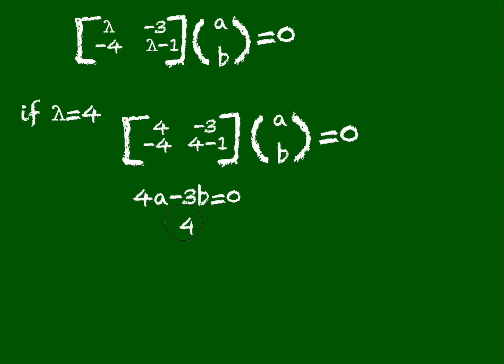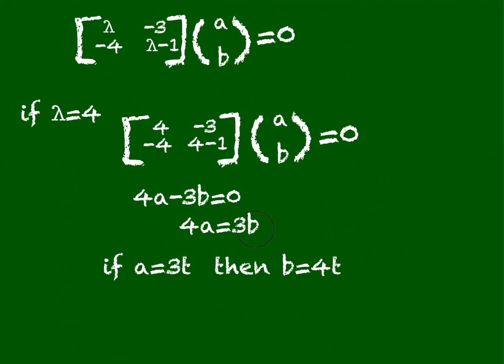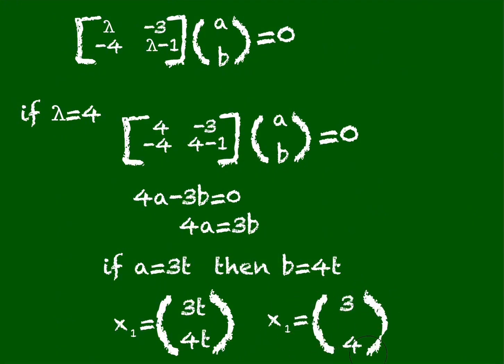We will get the parametric solution because there's one equation but two unknown variables. Parametric solution means there is no exactly one answer for a and b. I will use the coefficient of b to define the parameter, so a equals 3t. b automatically is going to be 4t. Then substitute 3t and 4t for a and b, respectively. So X is going to be 3t, 4t. t is a common factor, it means I can take it out. We finally find the eigenvector for eigenvalue equals 4.